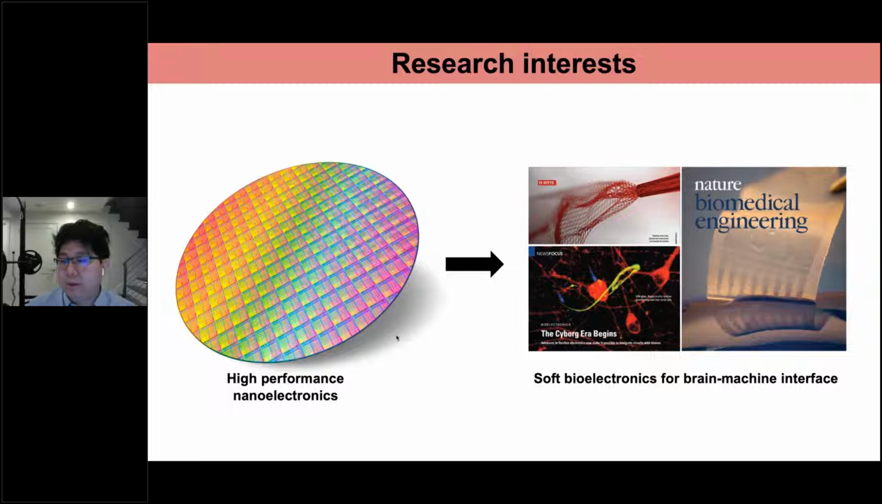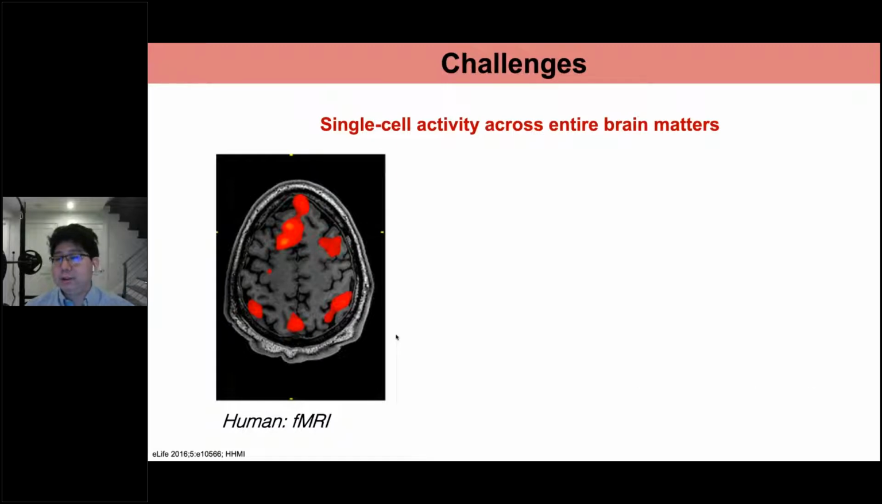So before I talk about the device that we are developing, I want to first highlight the challenges that we try to address to build an effective brain machine or tissue machine interface. The first one is that if we use the brain as an example, when we want to study its functions, single cell activity across the entire brain really matters. Unlike our computer chip, the brain functions in a completely different way: the cells distributed across the entire 3D volume of the brain need to function together to give rise to certain behavior.